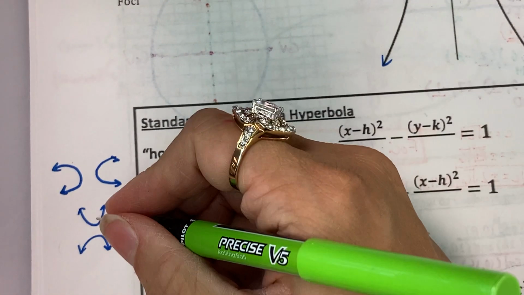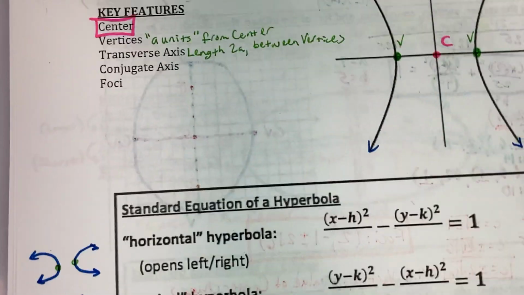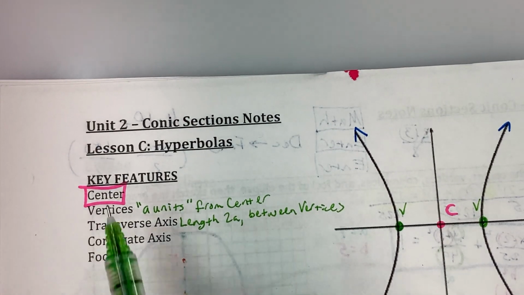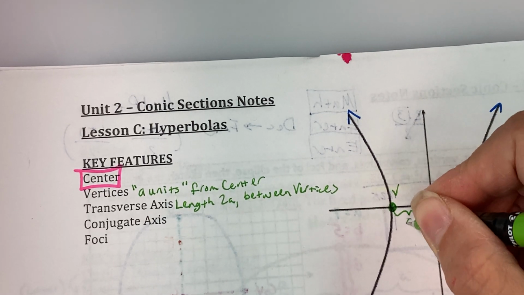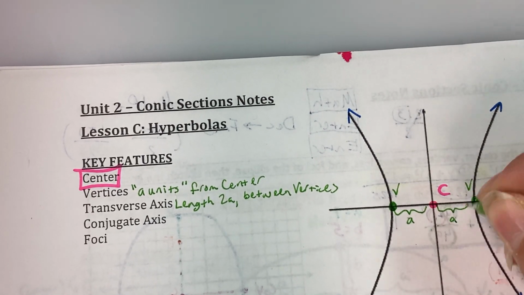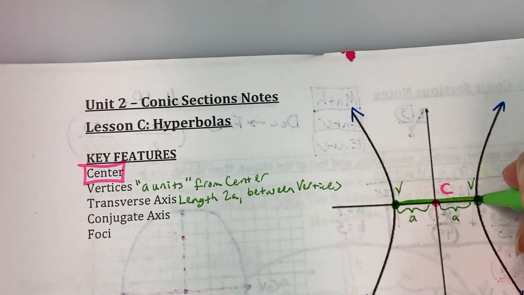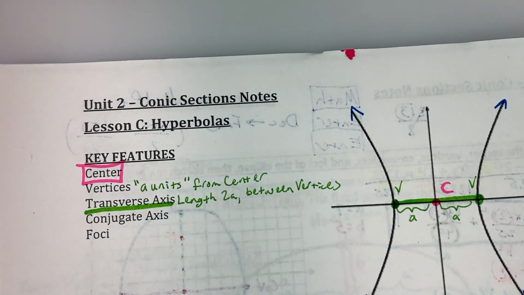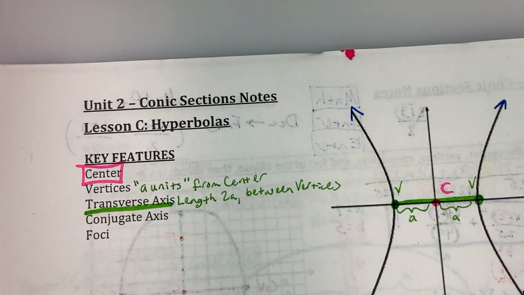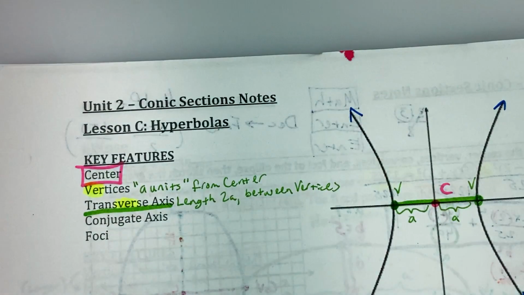They could be stacked up on top of each other if it's a vertical hyperbola, or left and right if it is horizontal. So vertices, similar to ellipses, are still a units from the center. So this distance is a, and this distance is a. And our length between the vertices is 2a as well. So we're calling it the transverse axis. And how I remember that the transverse axis goes between the vertices is that they both have VER in them.